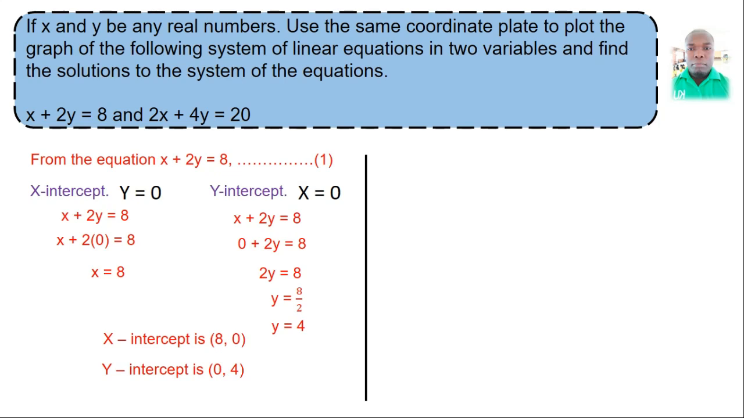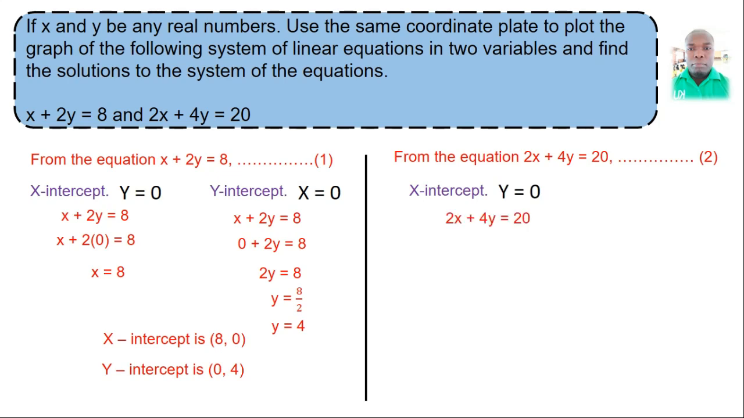Let's get the intercepts of equation number 2. In this equation, 2x plus 4y equals 20. For the x-intercept, we have to write 0 instead of y. Therefore, we have 2x plus 4 times 0 equals 20. And therefore, x equals 10. The x-intercept is (10, 0).